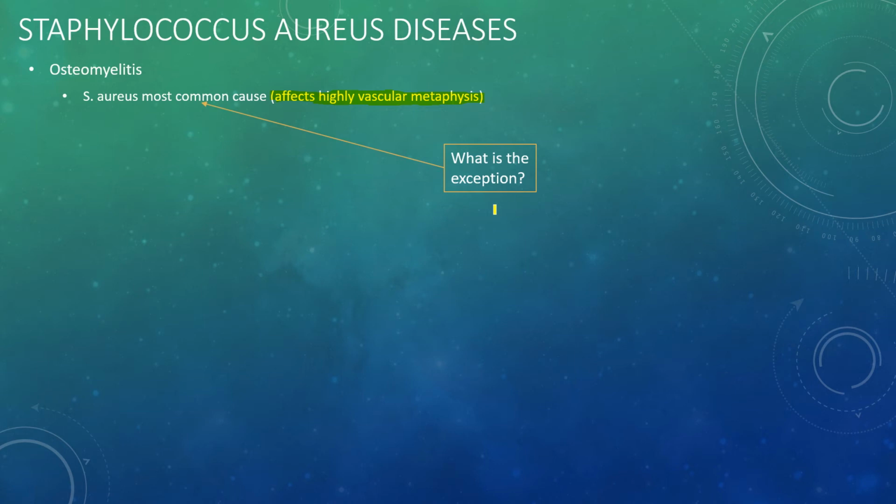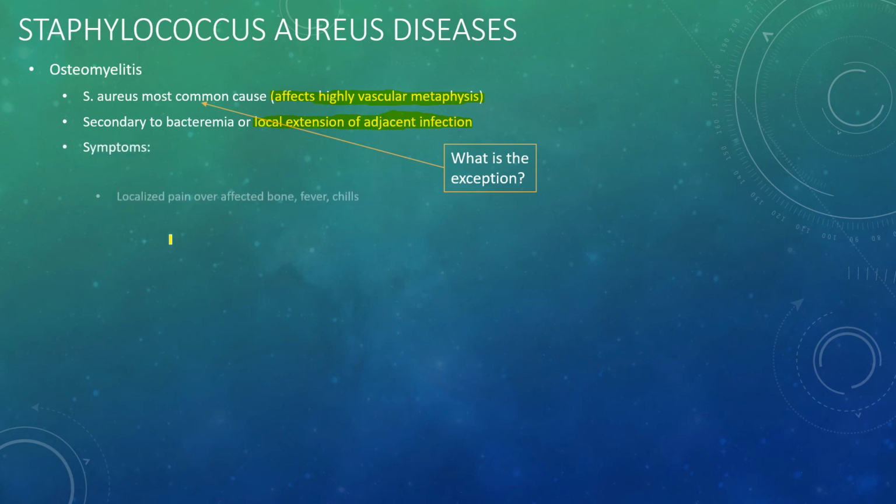What's the exception? We mentioned Salmonella is the most common cause of osteomyelitis in sickle cell patients. So like always, it's secondary to bacteremia or local extension of an adjacent infection. So if you have a skin infection or a very major wound infection nearby a bone, the Staph aureus can go through the skin, through the tissue, and into the bone and cause an osteomyelitis.